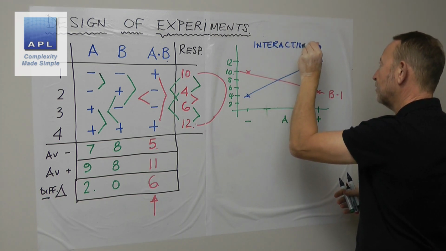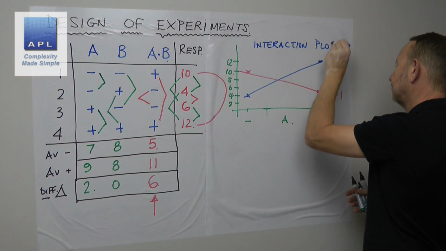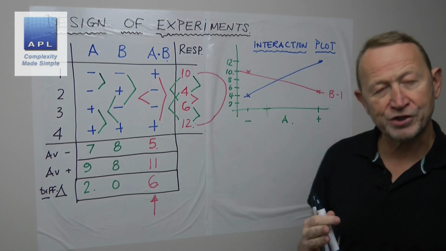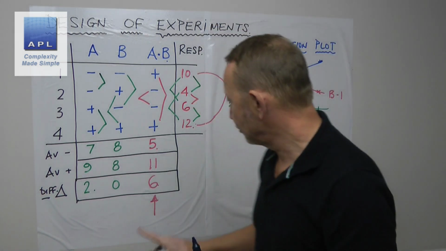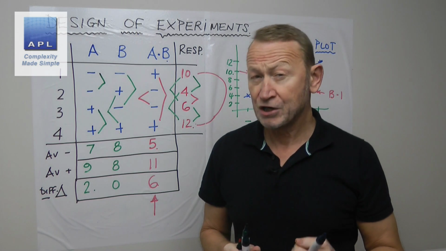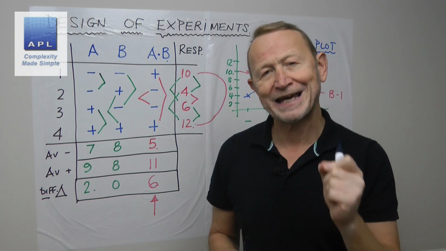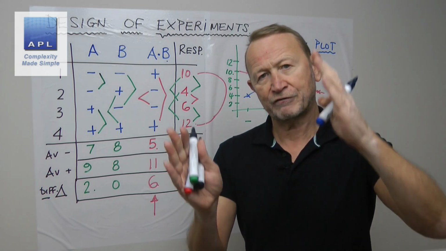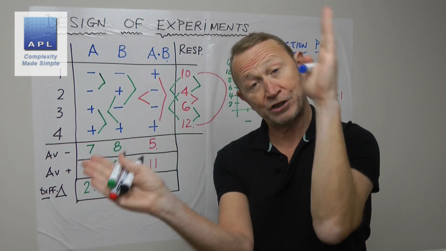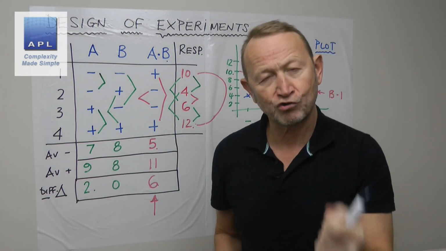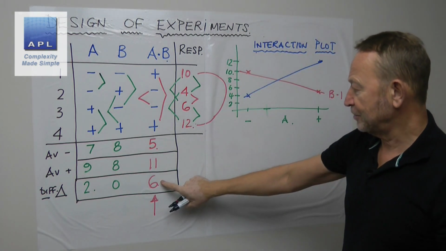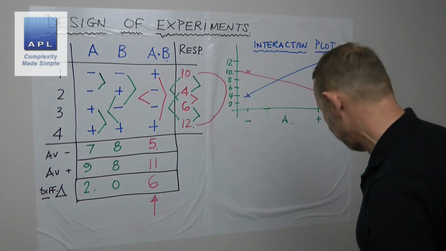Now the key point about an interaction plot: when does it show us an interaction? It shows us an interaction when these two lines converge. So they don't have to cross, but they're not parallel. And of course, the more that they turn into one another, or indeed turn away from one another, the stronger the interaction is. Okay, so that's what we're looking at here. This is the effect on this diagram right here.